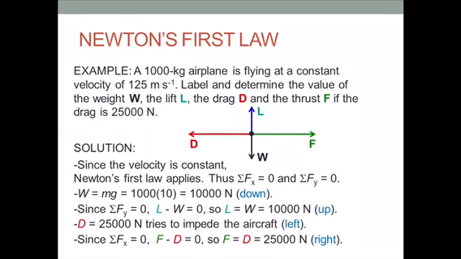Since, due to Newton's first law, the sum of all forces in direction x has to equal 0, thrust minus drag would have to equal 0. So the magnitude of both of those is 25,000 newtons, where thrust would equal 25,000 newtons to the right.